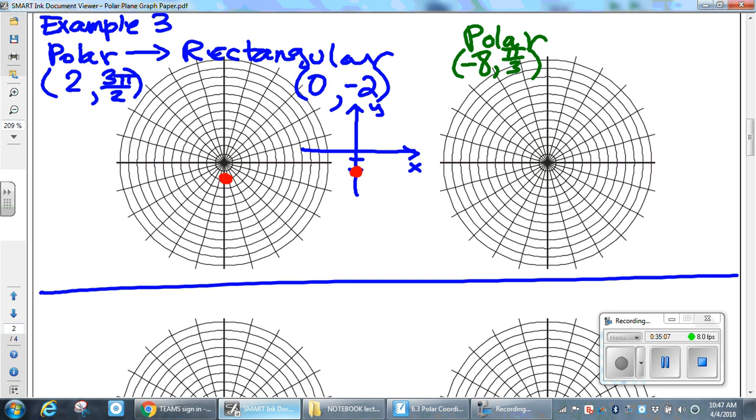So let's see. Pi/3 will be from the polar axis to here. And then we are going to count, instead of +8, so we're not in this direction, we're going in the opposite direction. So it will be this line actually. So 1, 2, 3, 4, 5, 6, 7, 8.